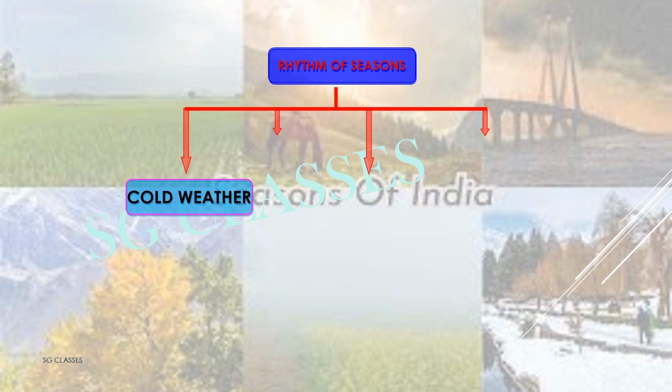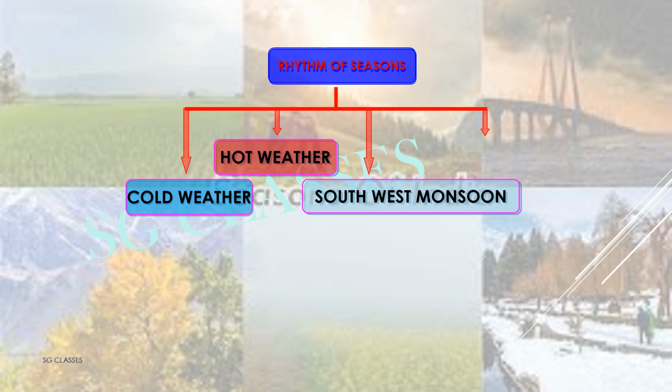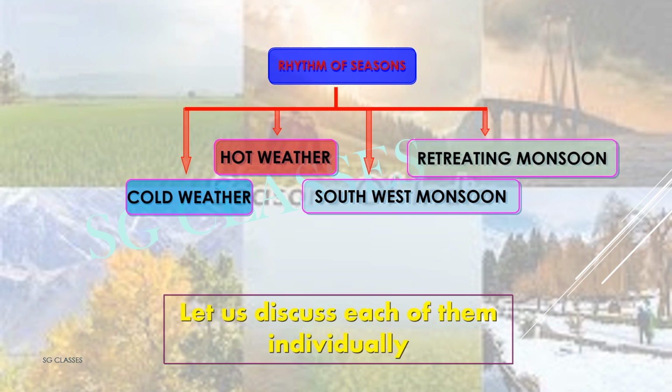How many seasons are experienced in your place? So four main seasons can be identified in India: the cold weather season, the hot weather season, the advancing monsoon and the retreating monsoon, with regional variations. So let us discuss each of them individually in the next slide.